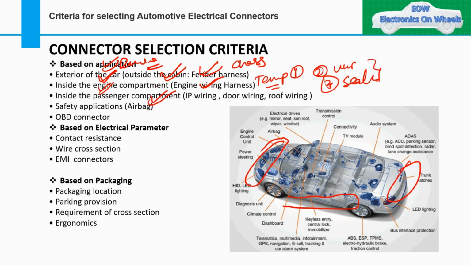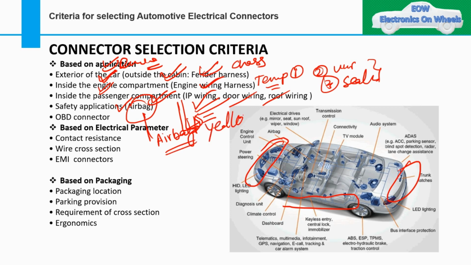Then inside the passenger compartment, which we have already discussed, the IP harness, door harness, and roof harness come under the passenger compartment. For the passenger compartment, I have already discussed in the classification how you have to select. Then specific safety applications, like the airbag. In the airbag I have told you about different kinds of connectors, and a particular color also has to be defined for the airbag connectors, so that operators will not get confused during assembly. Then OBD connectors are nothing but the diagnostic connectors, so you have to see what type of connectors those are. Then based on the electrical parameters, I have already discussed the contact resistance, insulation resistance, current density, all these things.